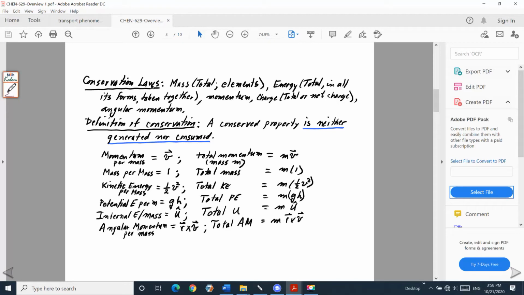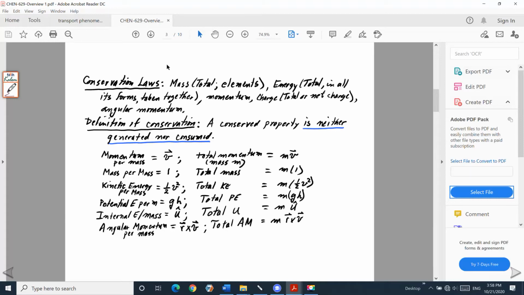Actually, conservation laws. For any system, we can derive some laws. We call these conservation laws. These conservation laws are related to mass, total or elements, or energy, total and other types of energy, kinetic, potential, mechanical, or others, and momentum, and charge, and angular momentum. So what is the definition of conservation? A conserved property is neither generated nor consumed.